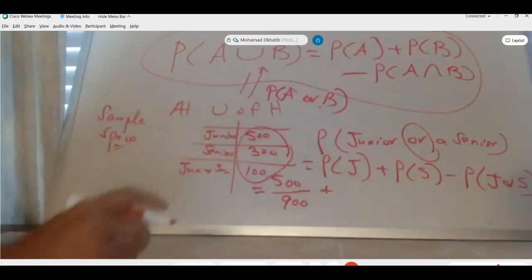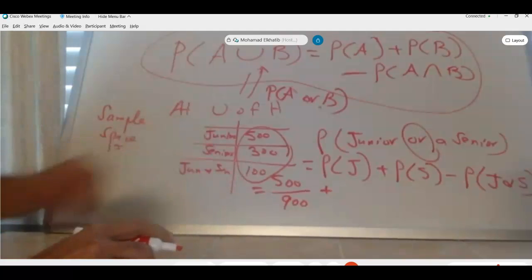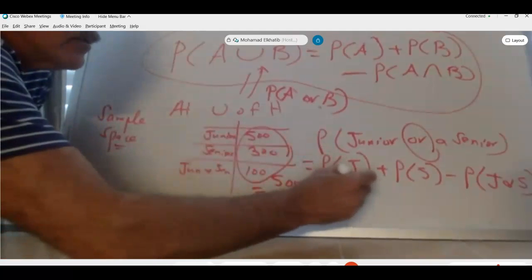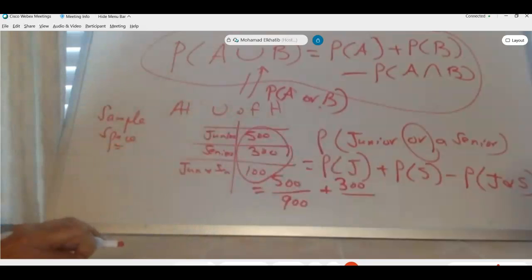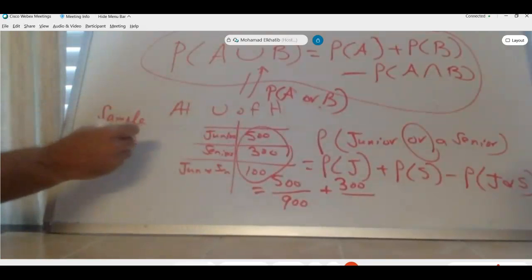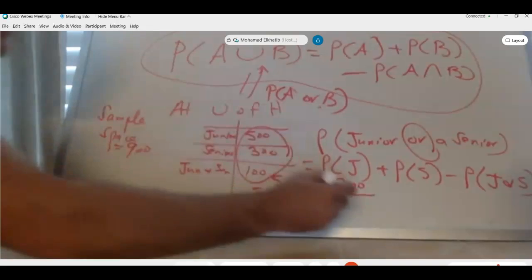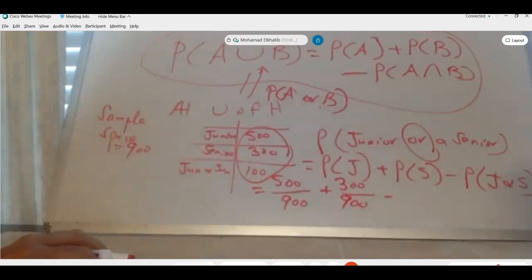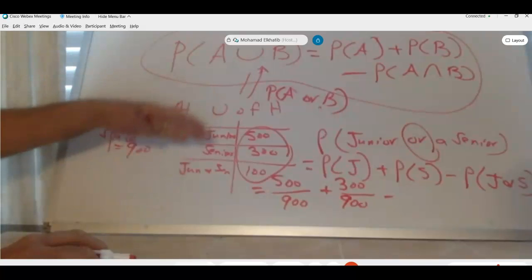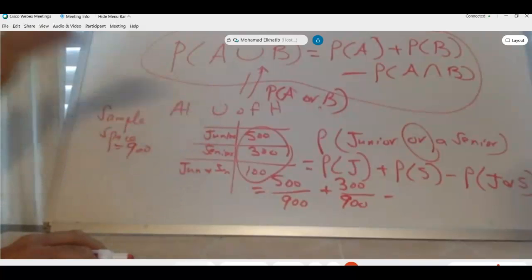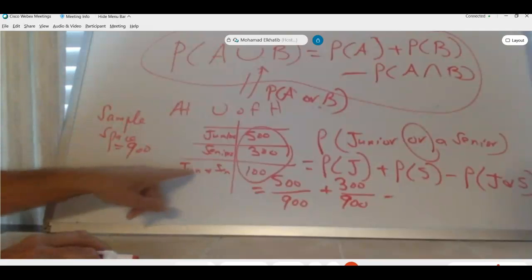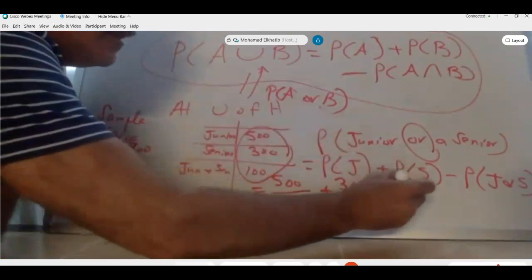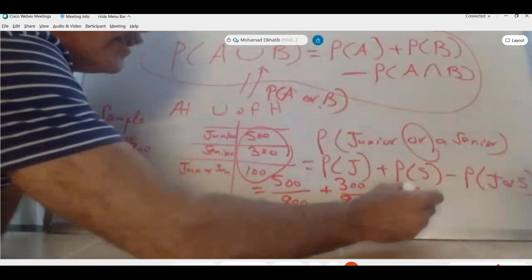Plus, what's the probability that he's a senior? How many seniors do you have? 300. Over the sample space. What's the sample space? Everybody, 900. Minus. What's common between these two classes here? Meaning, how many of them are juniors and seniors together? That's 100. Out of what? 900.